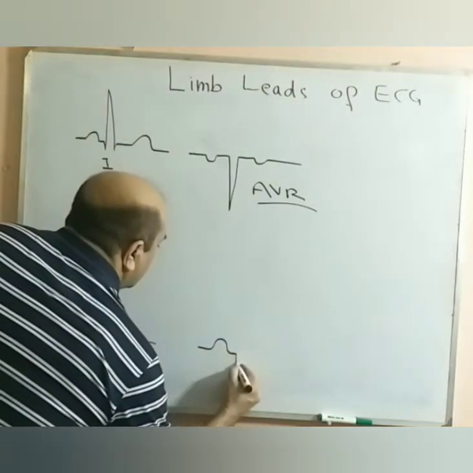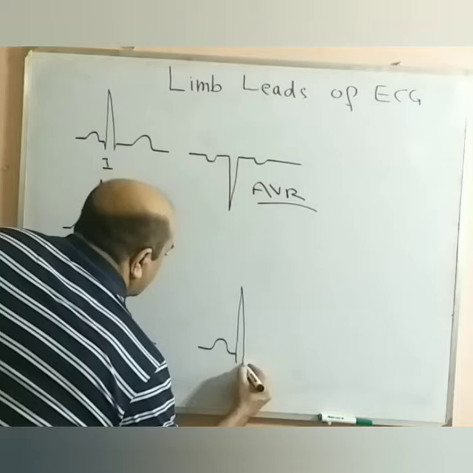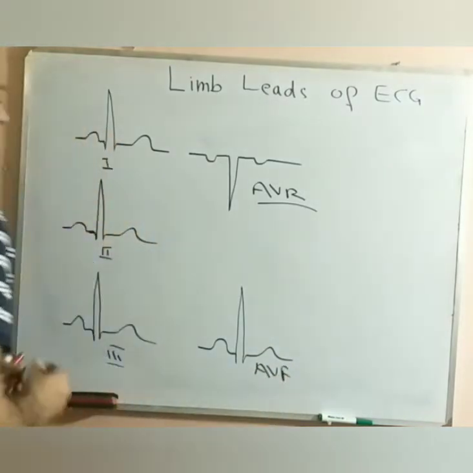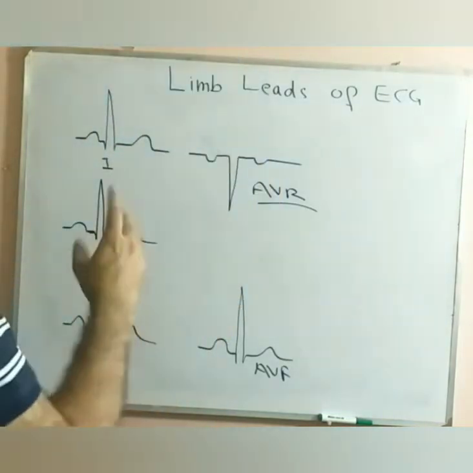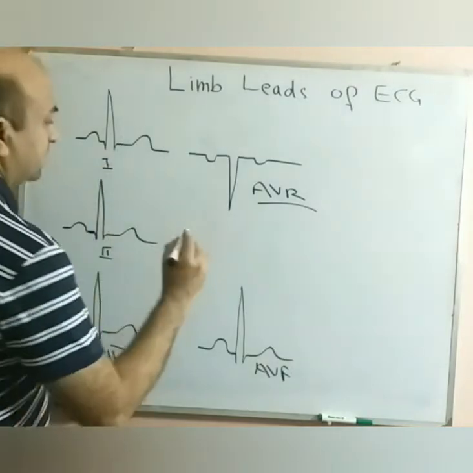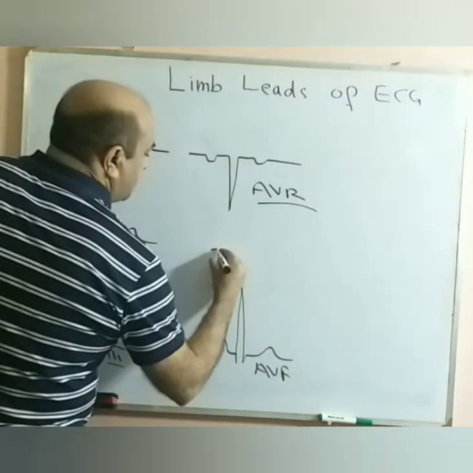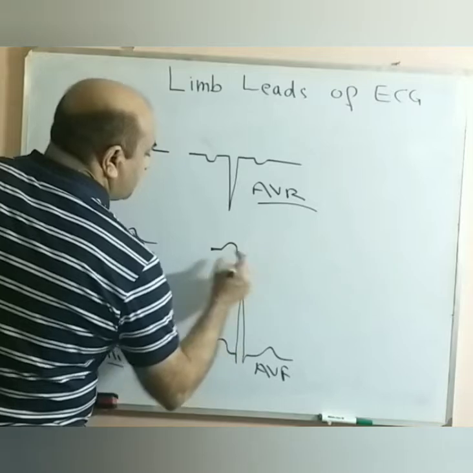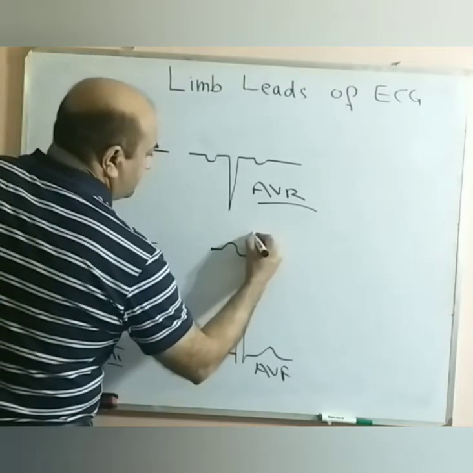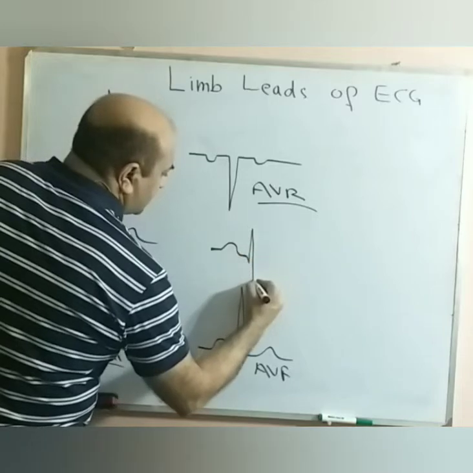AVF normally is also a positive lead. Lead AVL, because of its location, is positive most of the time, but it can be isoelectric. Let me first make an isoelectric lead. This is P because of atrial depolarization. Q, this is R and this is S.